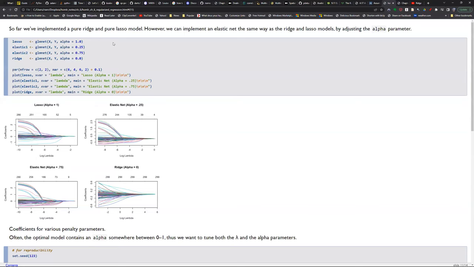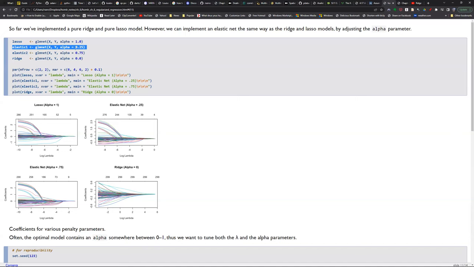Okay, so far we have implemented a pure ridge and a pure lasso. In other words, we have not combined them, right? So now we're going to combine them. So we're going to, again, do the lasso, and we are going to add two elastic nets, okay? With alpha 0.25, which is going to be a mix of ridge and lasso. Elastic two is going to be 0.75, okay?